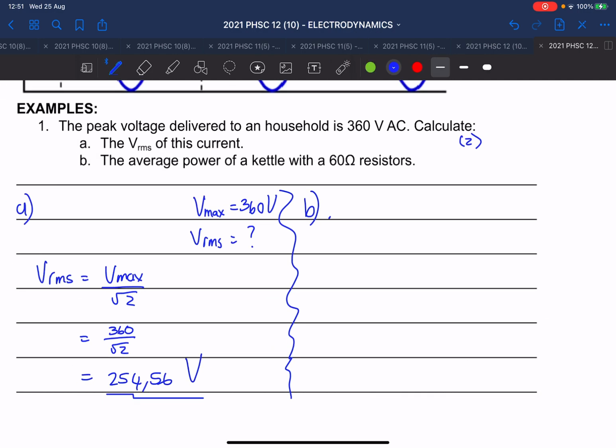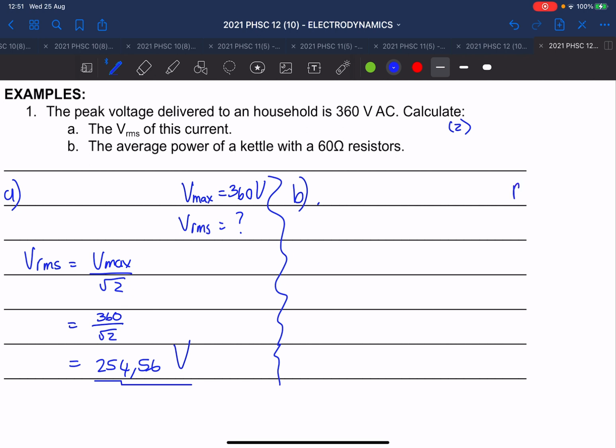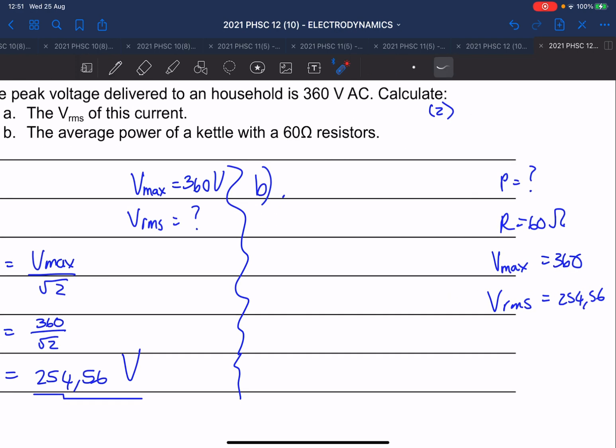Then at question B, they ask, calculate the average power. So we want the power. They say the resistance is 60 ohms. Now we have V max is 360, and we have V RMS is 254.56. Is there a formula that you can take resistance and volts to get the power? If you check there at the top of the page, we have resistance, we have volts, we need to calculate the power.